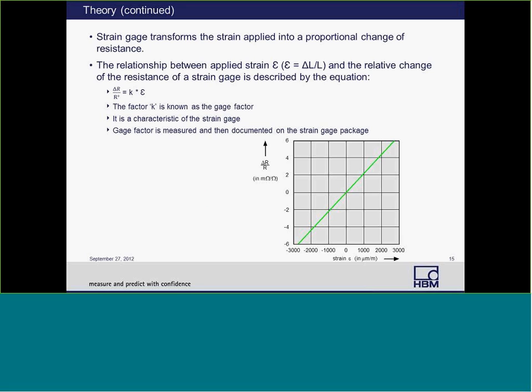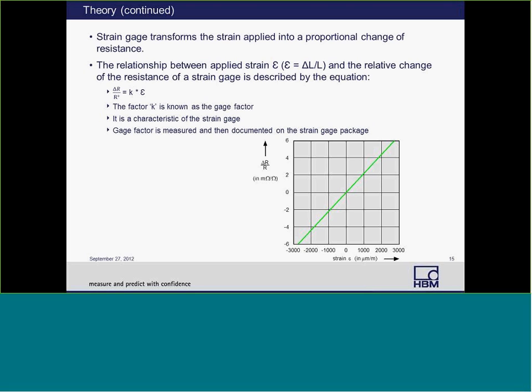What a strain gauge does is transform the strain applied into a proportional change of resistance. The relationship between applied strain, which is the change of length over the length of the object, and the relative change of the resistance of the strain gauge is described by the equation: change in the resistance over the original resistance equals K times the strain. The factor K is known as the gauge factor, and it's a characteristic of the strain gauge.